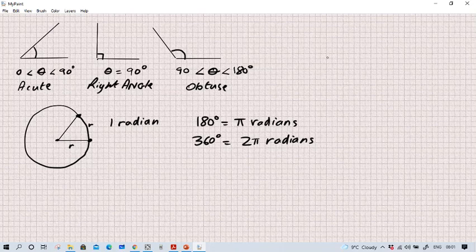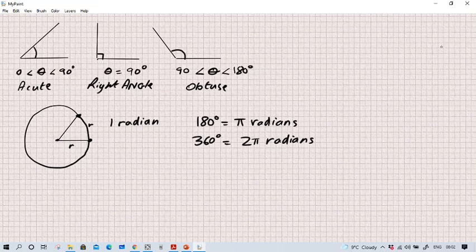We can see three different types of angles here. The top left-hand angle is called an acute angle, and that's where the measurement of the angle theta lies between 0 and 90 degrees. The second angle, where theta is 90 degrees, is called a right angle. And the third type we're looking at in this course is an obtuse angle. In an obtuse angle, the angle theta lies between 90 and 180 degrees.